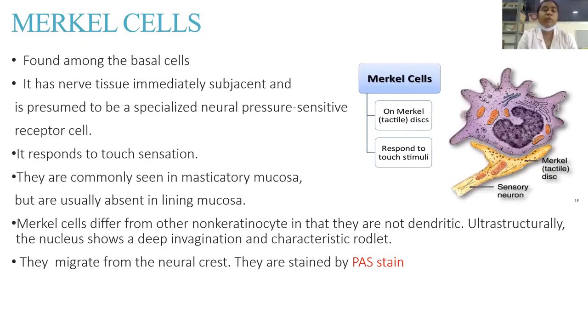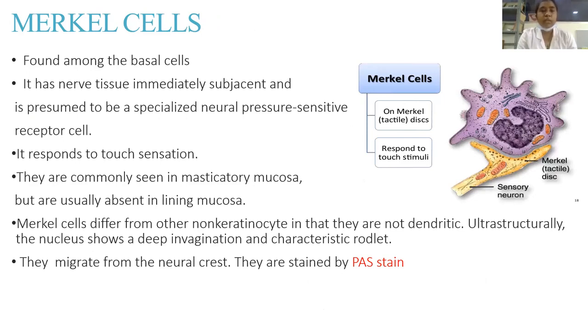Merkel cells are found among the basal cells. They have nerve tissue immediately subjacent and are presumed to be specialized neural pressure-sensitive receptor cells. They respond to touch sensation. They are commonly seen in masticatory mucosa, but are usually absent in lining mucosa. Merkel cells differ from other non-keratinocytes in that they are not dendritic.